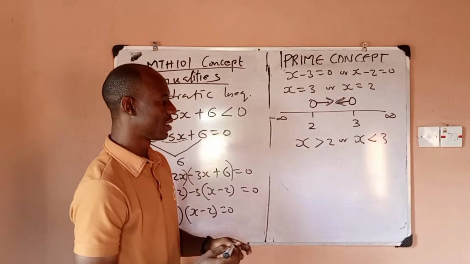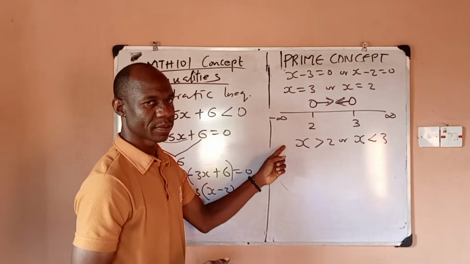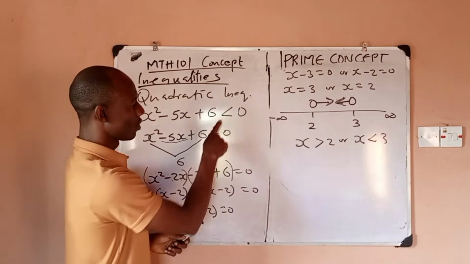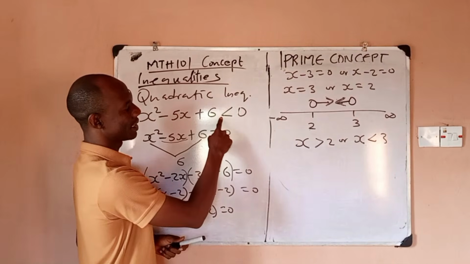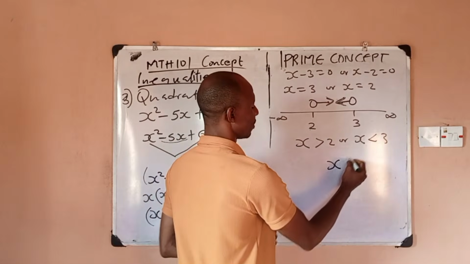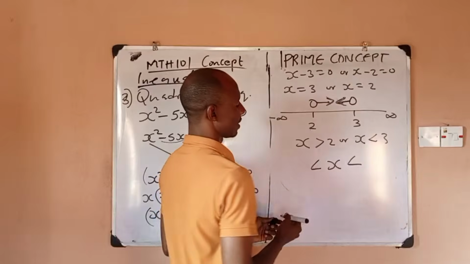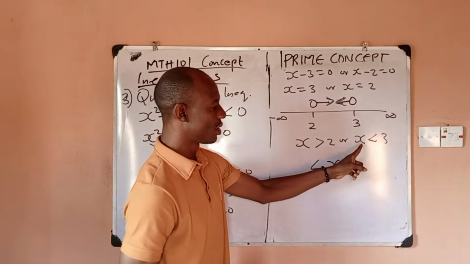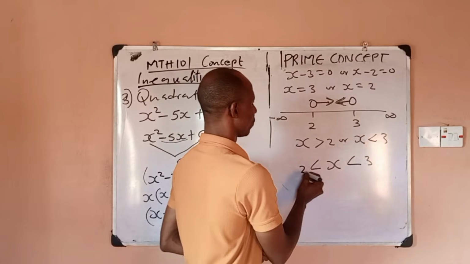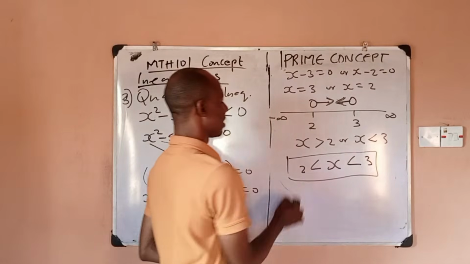Now, but you will not see it this way in the option. So you have to combine it. I told you that if you are dealing with a less than, you can combine. You want to combine, just place x in between. You put 3 here, put 2 here. So this is how you would usually see it in exam.